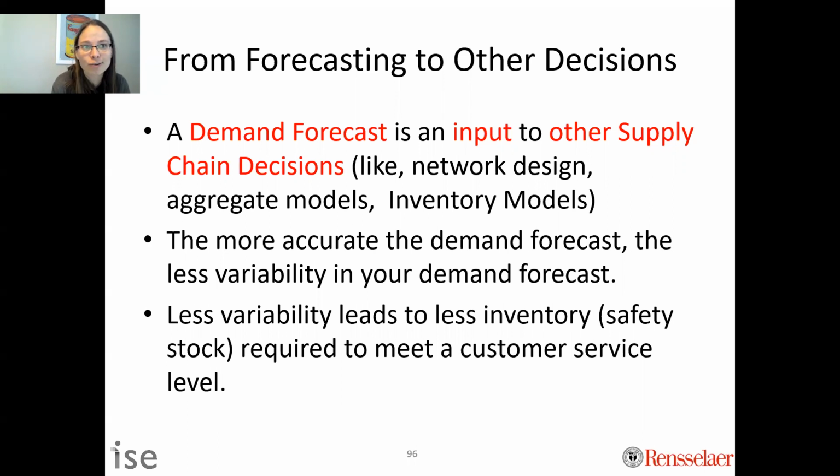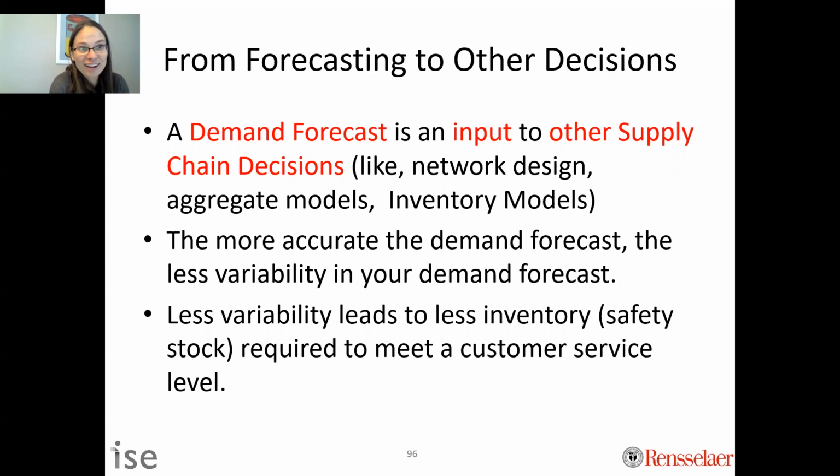And so what we'll find out throughout this class is that as you have more and more variability, you have to have more resources to have the same service level. And so if you have less variability, which means a more accurate forecast, you can actually have less inventory, specifically safety stock, to meet a given customer service level. That's really powerful. Forecasting is also important because it reduces variability. If you've ever heard of Six Sigma, the whole point of Six Sigma is to reduce variability. One way to look for where to reduce variability is to improve your forecast.